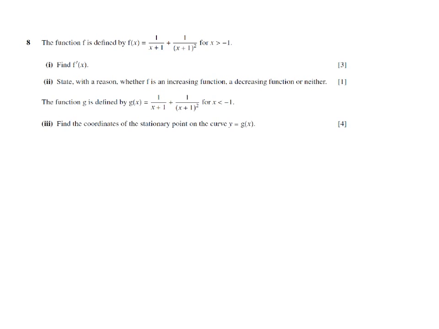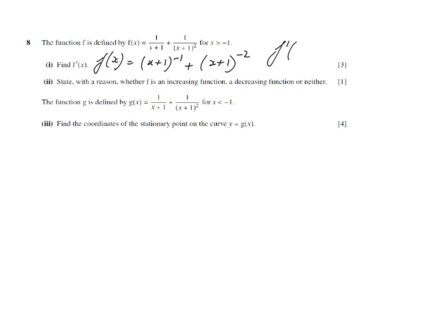Oh, those are emails. Sorry about that. So how do we do that? Well, first of all, let's rewrite it. I'll squeeze it in here. Before I find the derivative, I've got to put it in the numerator. So I'm going to say that's (x plus 1) to the power minus 1 plus (x plus 1) to the power minus 2, and then I can differentiate it.